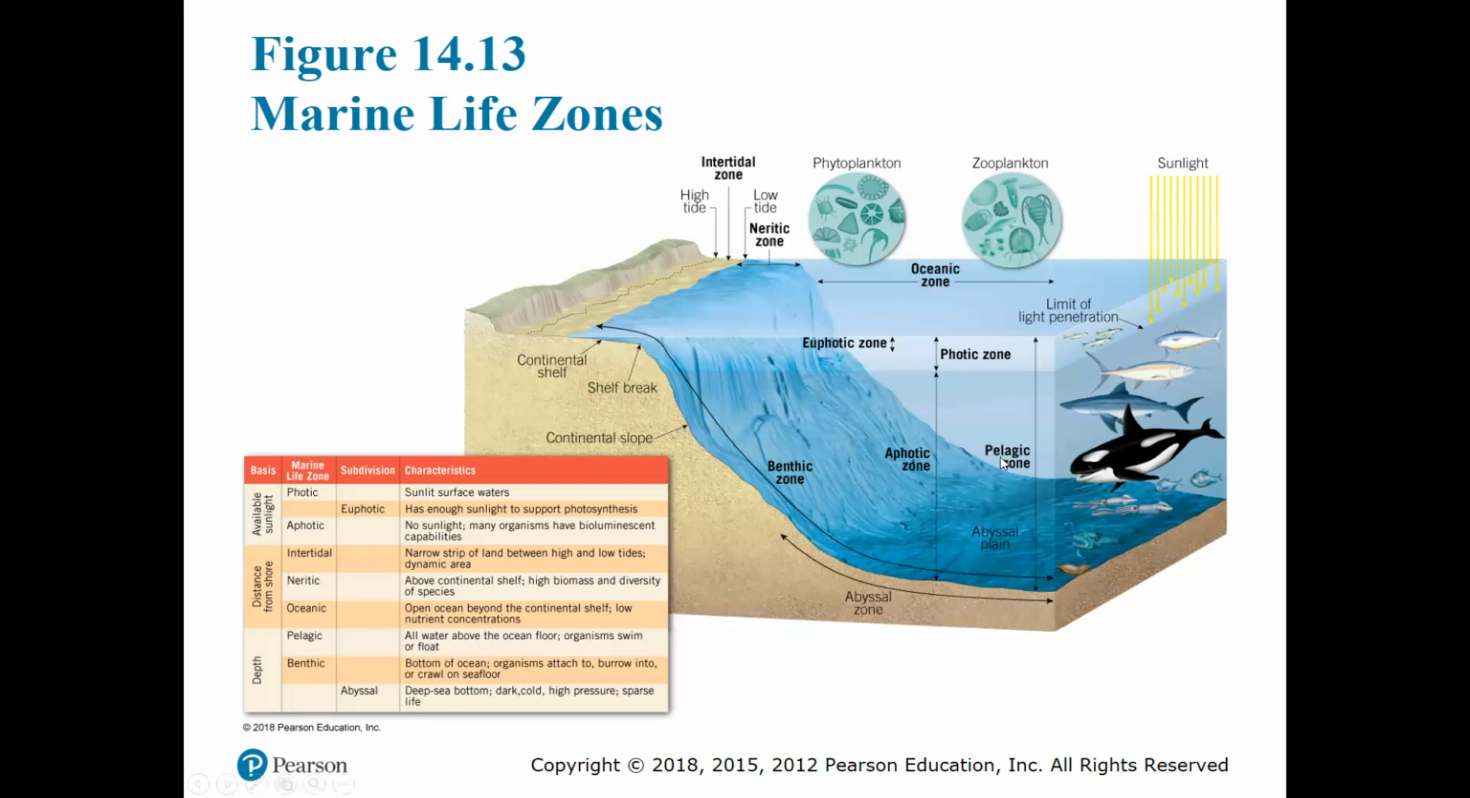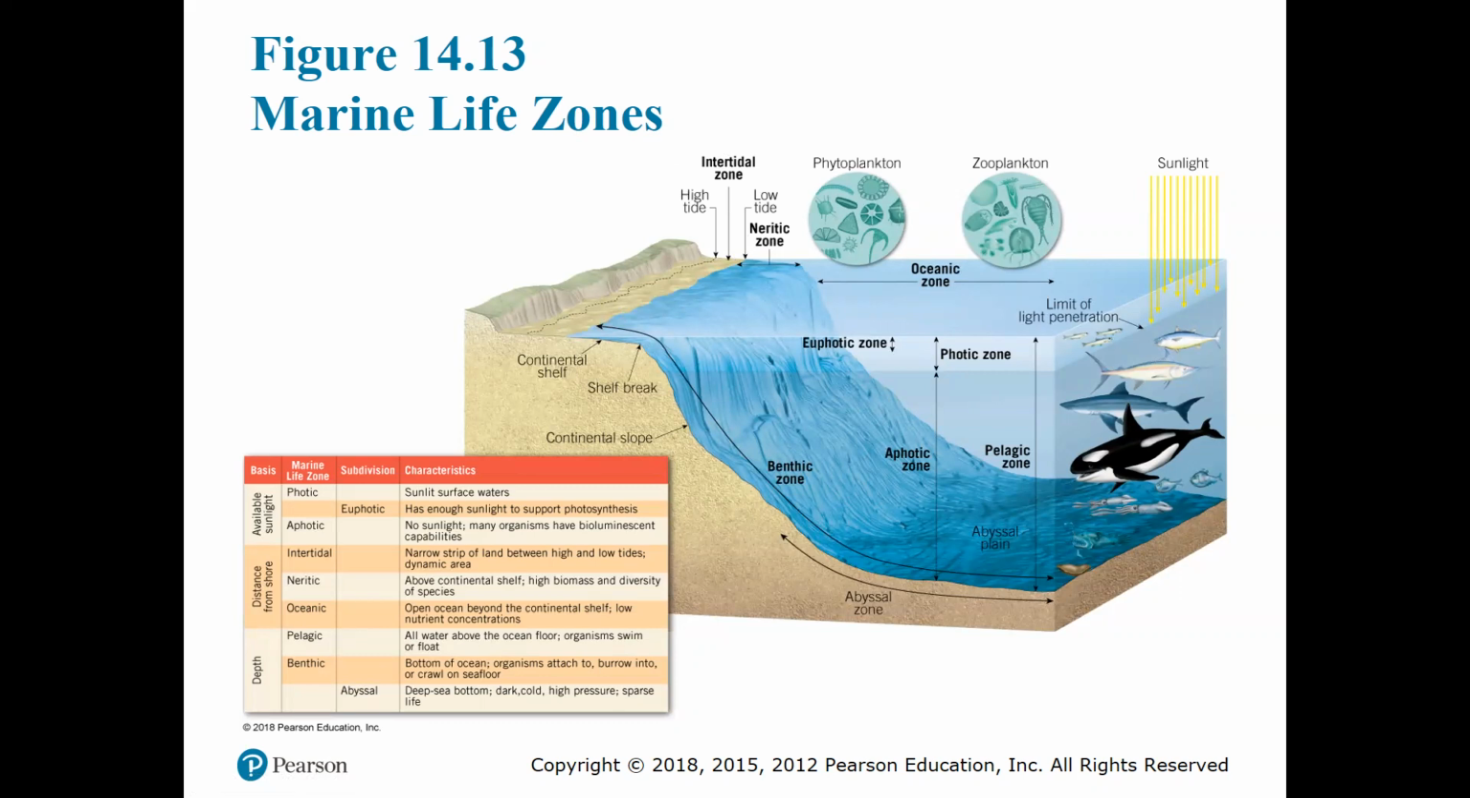Down here in the aphotic zone, we have no photosynthesis because light can't reach that far. Now, if we look at the distance from shore, our first zone we have is the intertidal zone. This is this narrow little strip of land right here between the high and low tides.